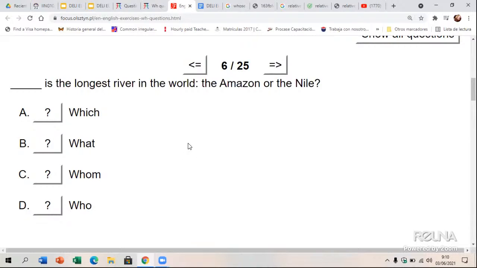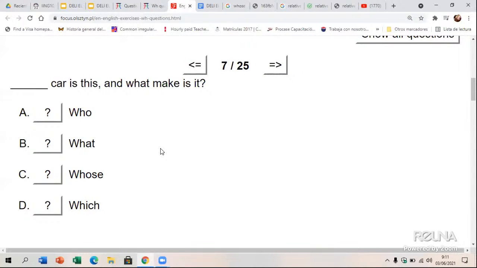Number six says, the longest river in the world, the Amazon or the Nile? Jairo, which? Catalina, Pia, which? Constanza, which? Yeah. Which is the longest river in the world, the Amazon or the Nile? Because there is a choice in this case. Good job. Car is this, and what make is it? Who car? What car? Whose car is this? Which car is this? And what make is it? Está rara esta pregunta. Whose car? Jairo.